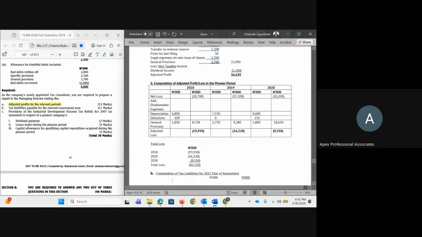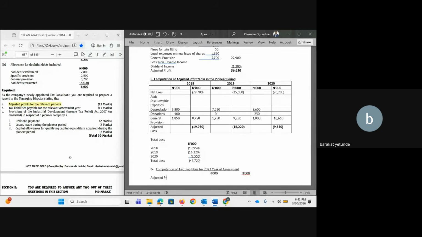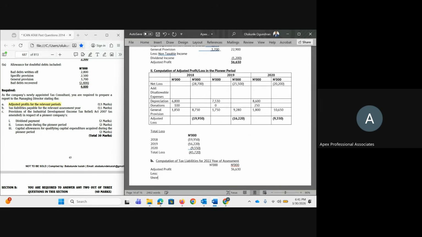So what's the adjusted profit? 36,630. Less unrelieved loss brought forward. Are you done? So 15,720, right? 15,720, Abby. You cannot give what you don't have, right?